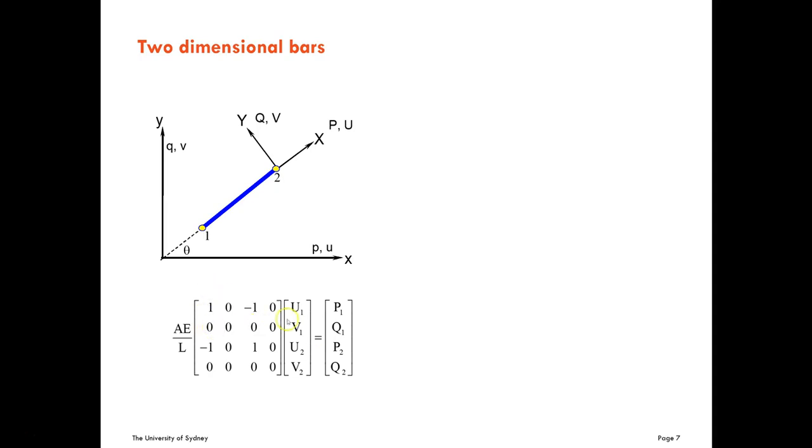And if you multiply this row by this and equal to this, you find out that Q1 equals 0 and Q2 equals 0. These two equations are telling you that this bar cannot carry lateral forces. This bar can only carry axial forces. So Q1 is equal to 0 and Q2 is going to be 0.